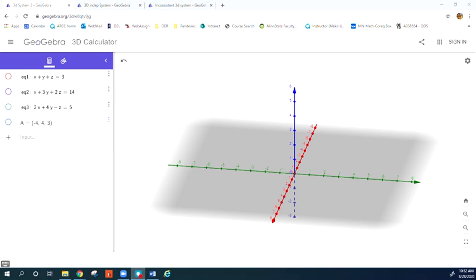All right, so moving on to section 11.2. We have been solving systems of equations with two variables and two equations. Now we're going to look at systems of equations with three variables, and we're going to take three equations at a time.